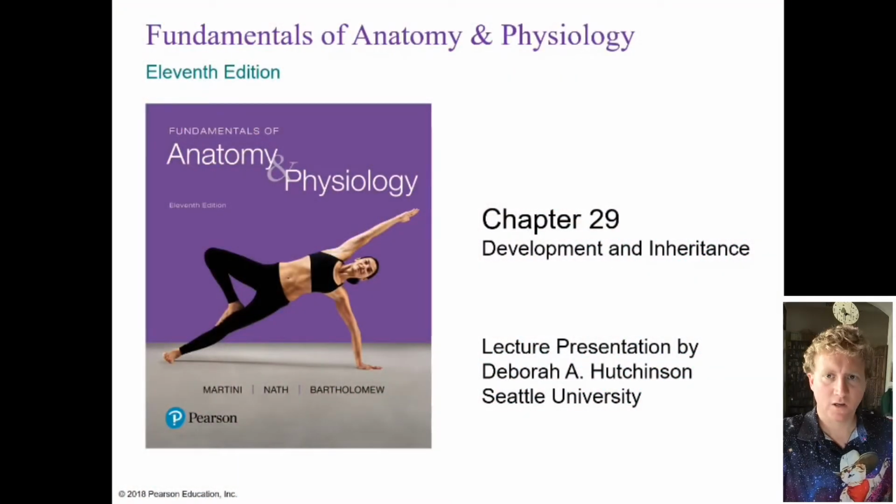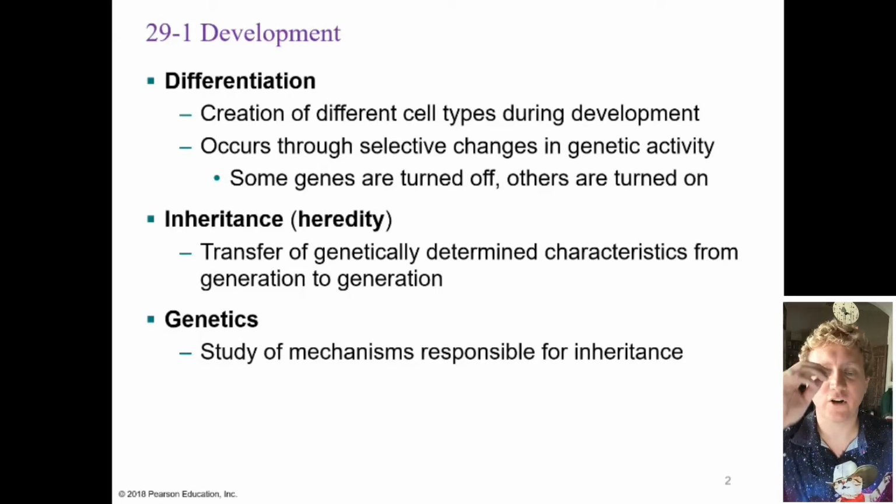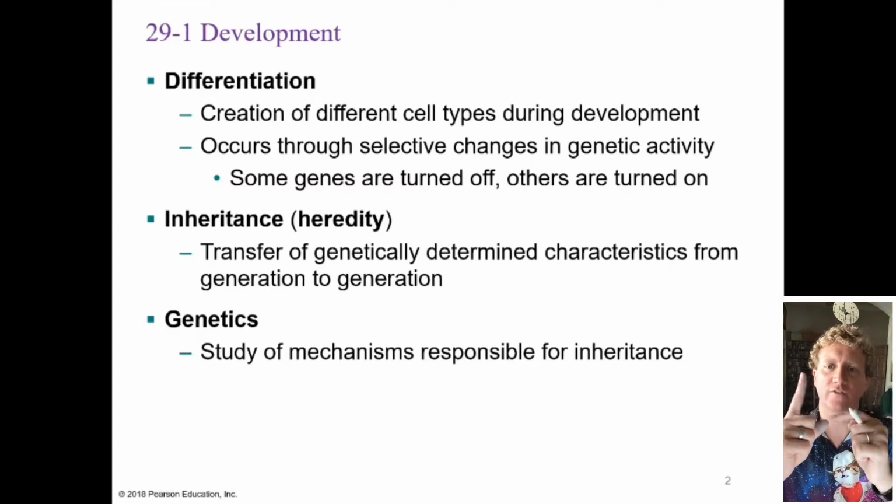So without further ado, let's review our genetics from our freshman year. Okay. So I want to throw a few terms at you just because I can. A couple of terms to talk about. Differentiation, I mentioned it before. It's the creation of different types of cells during development, and there's selective changes in genetic activity. This gene gets turned on, this one gets turned off, and vice versa.